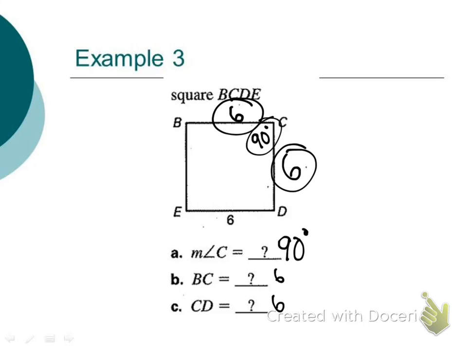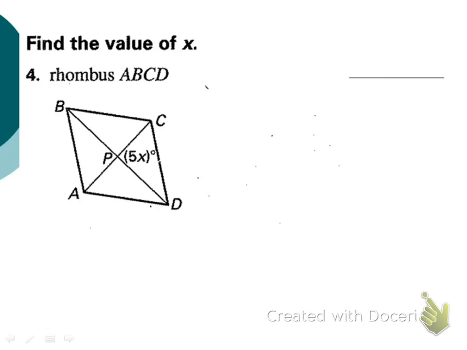Alright, we're going to look at 4 more examples. Since we are on a shortened schedule, though, I'm not going to require you to put these in your notes. You can if you want to. It's up to you. But these are the 3 that you definitely must have in your notes. Here's just a little extra. So, number 4, it says to find the value of x in rhombus ABCD.